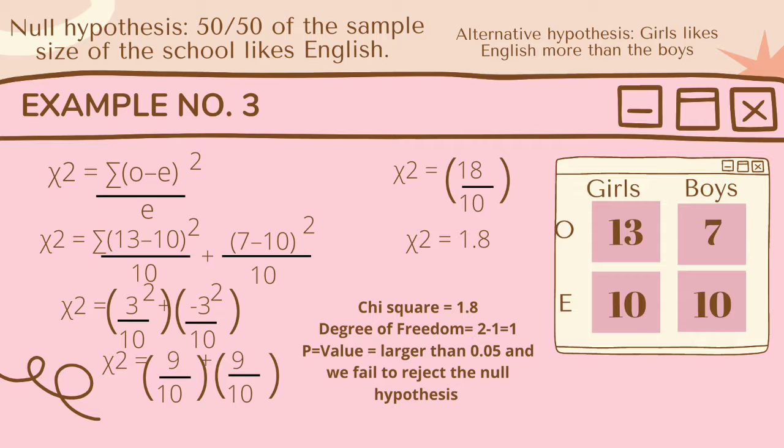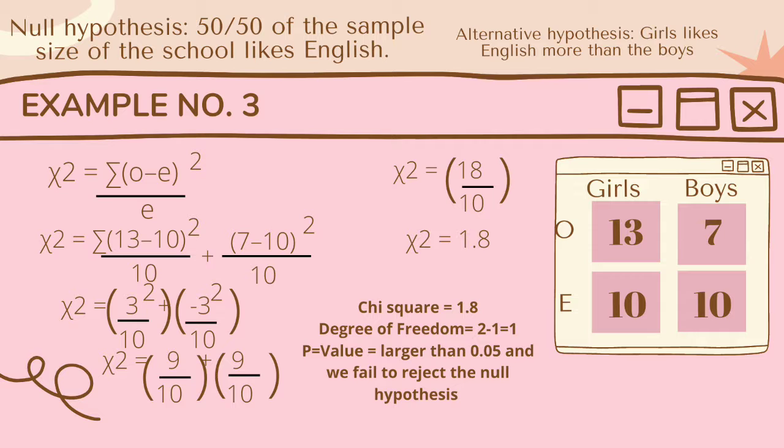So if we subtract 7 from negative 10, we get 3, since 10 is larger than 7. Next, it's the same. Chi-squared is equal to 9 divided by 10, because 3 squared is equal to 9, plus 9 over 10 or 9 divided by 10 again, because negative 3 squared becomes positive, which is what we got, 9 over 10 or 9 divided by 10.